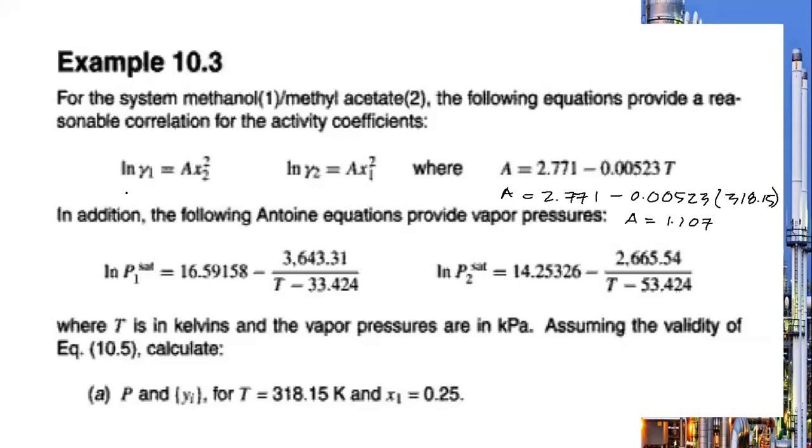Tapos substitute dito to find gamma 1. So ln gamma 1, ang A is 1.107. Tapos ang x2 natin, kasi 0.25 right here, so 0.75, squared. And then you're supposed to get gamma 1. So use your calculator to find gamma 1.